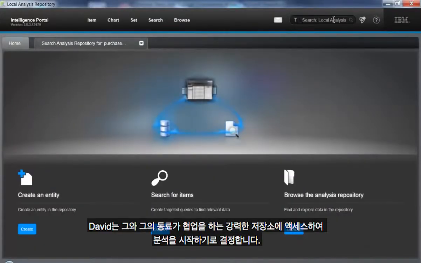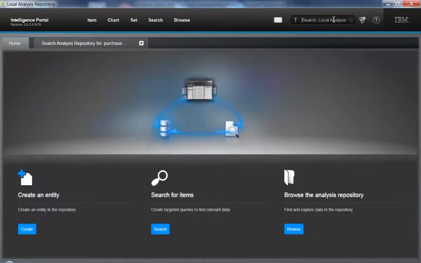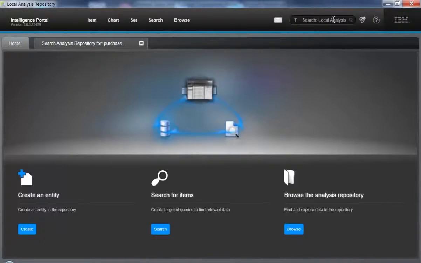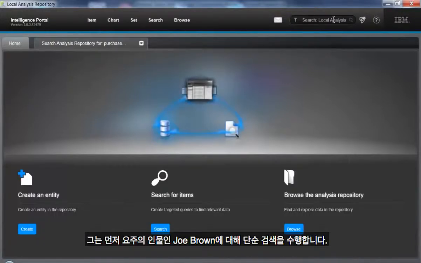David decides to begin his analysis by reaching into a powerful repository where collaboration between he and his coworkers occurs. As part of his sample set, he identified a few employees who are in the accounts payable system and have received expense reimbursements in the recent past. He begins by conducting a simple search of one person of interest, Joe Brown.